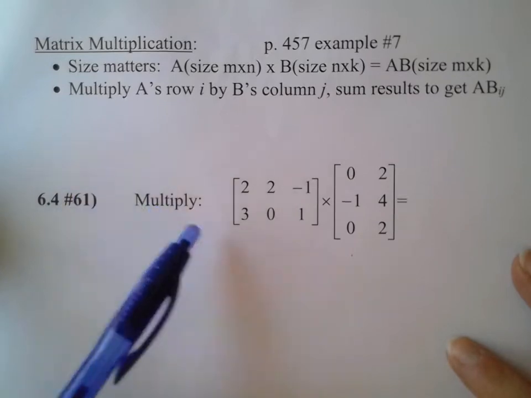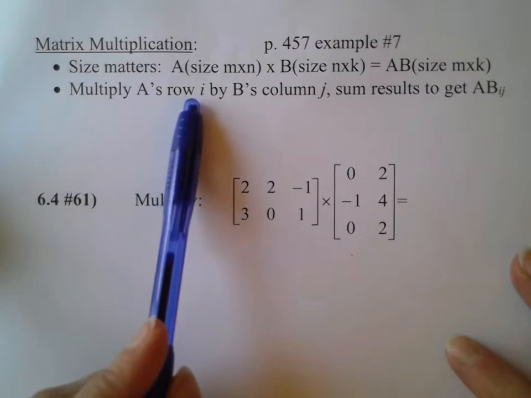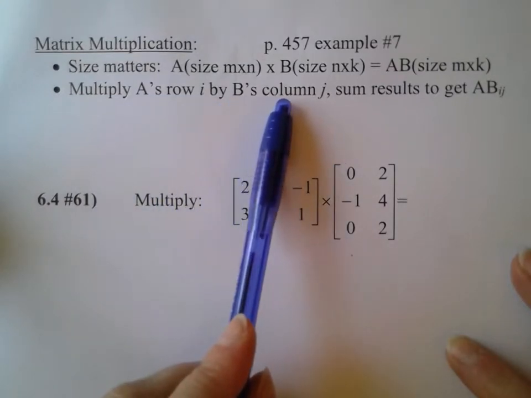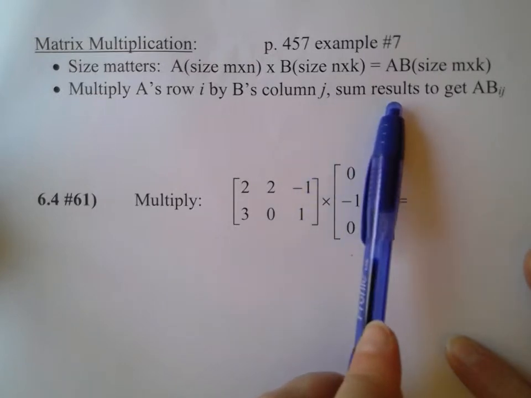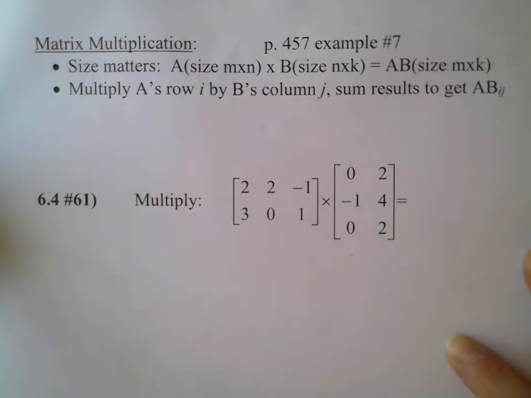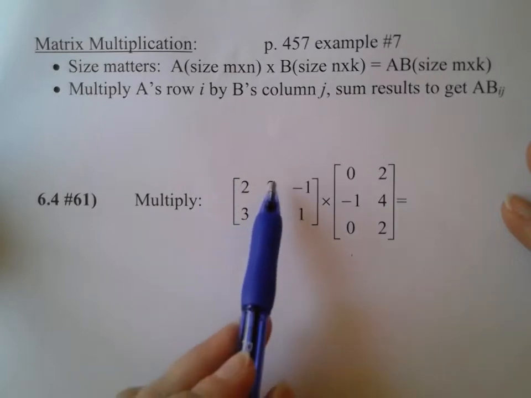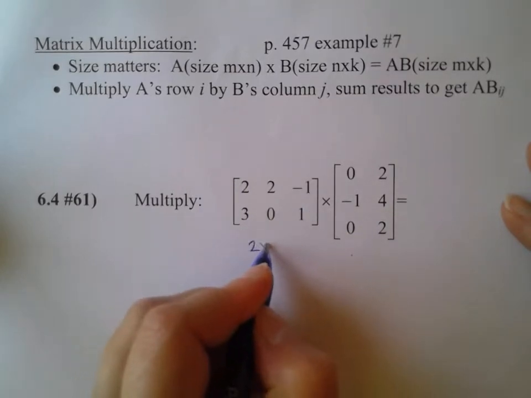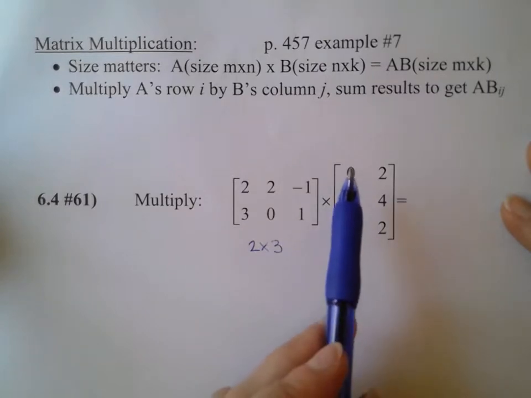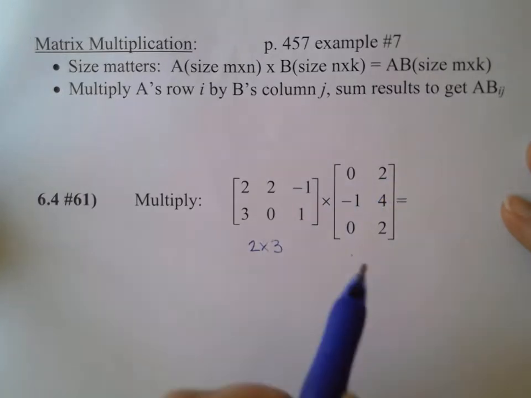When we multiply two matrices, we're going to multiply each row of A by each column of B to get one element. Okay, so that's really hard to describe in words, so let me show you what that would look like. Notice I'm going to write down the size because, like we said, that does matter. This is 2 rows, rows are horizontal, by 3 columns, so this is 2 by 3. And I'm multiplying it by a matrix that has 3 rows and 2 columns.